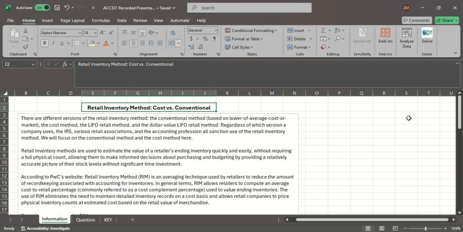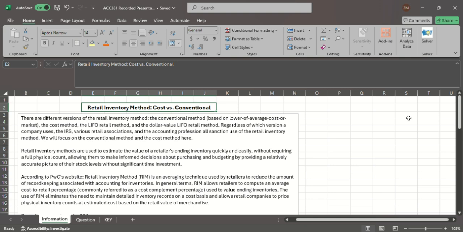So there are different versions of the retail inventory method: the conventional method, the cost method, the LIFO retail method, and the dollar value LIFO retail method. Regardless of which version the company uses, the IRS, various retail associations, and the accounting profession all sanction the use of retail inventory methods. We will focus on the conventional and the cost method here as stated above.